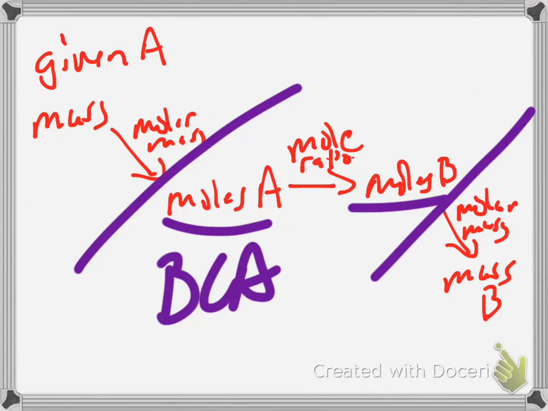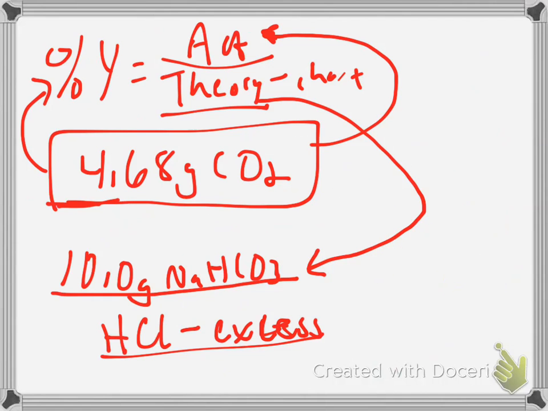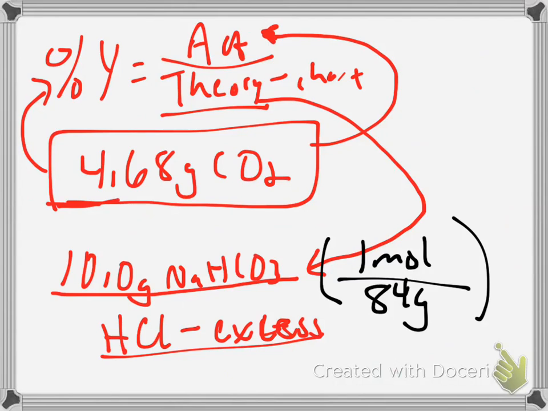So let's go back to the previous slide here. Let's convert this into moles so we can put it into our chart. So sodium hydrogen carbonate has a weight of 84 grams in 1 mole. So converting that, I get 0.119 moles.